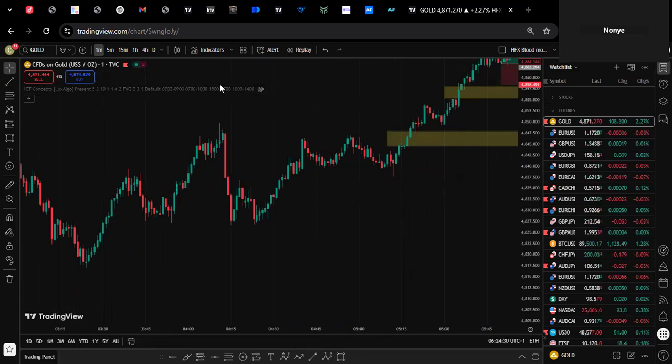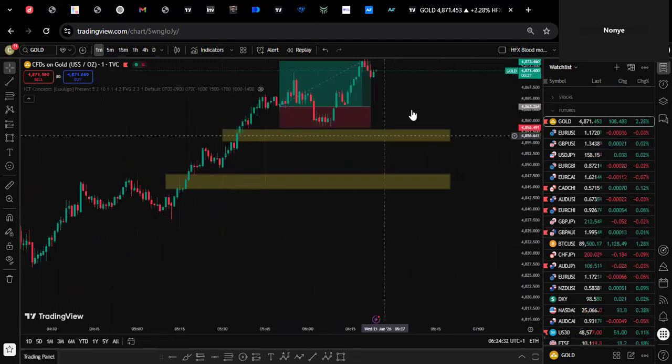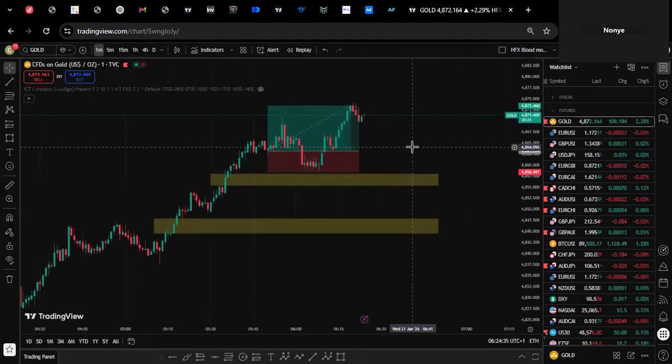Just gold. That's the strategy for gold, right? Just gold. I've not seen how it reacts with other pairs, but for now, just gold. That's why I'm on gold.